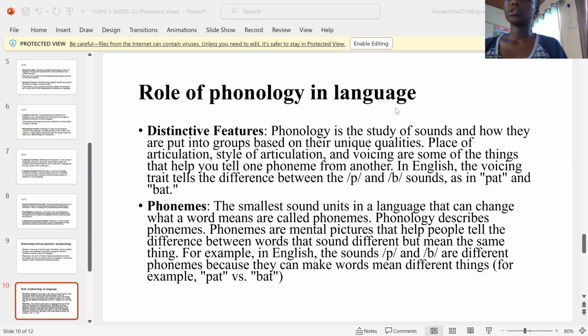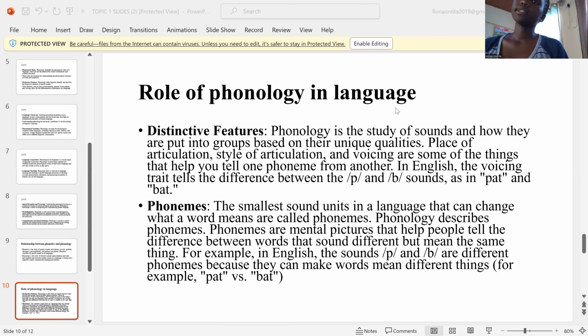Place of articulation, manner of articulation, and voicing are some of the things that help you tell one phoneme from the other. In English, the voicing trait tells the difference between the sound pa and the sound ba, as in the words part and bart, two different words.